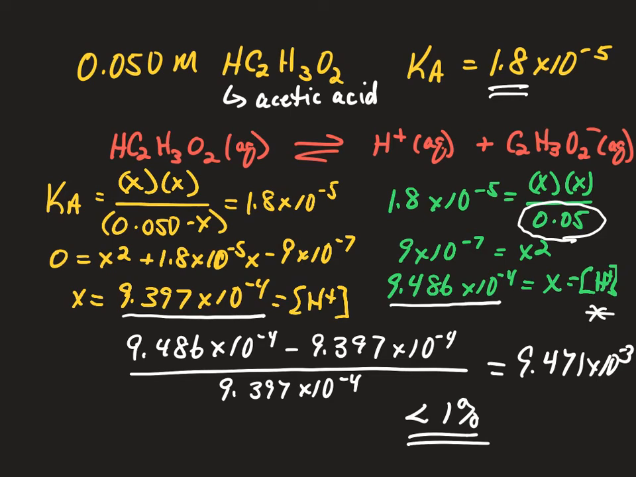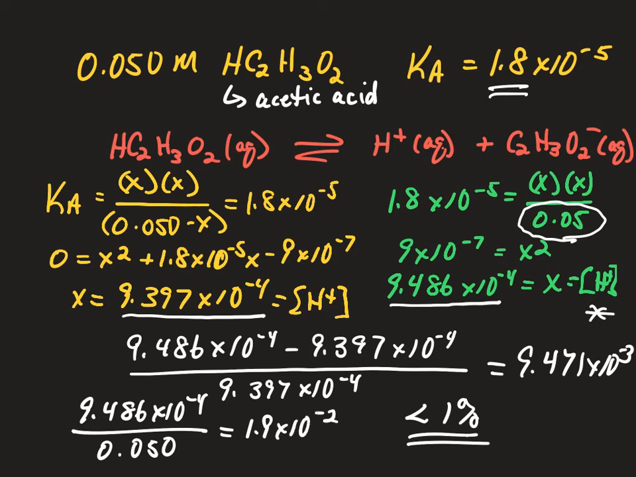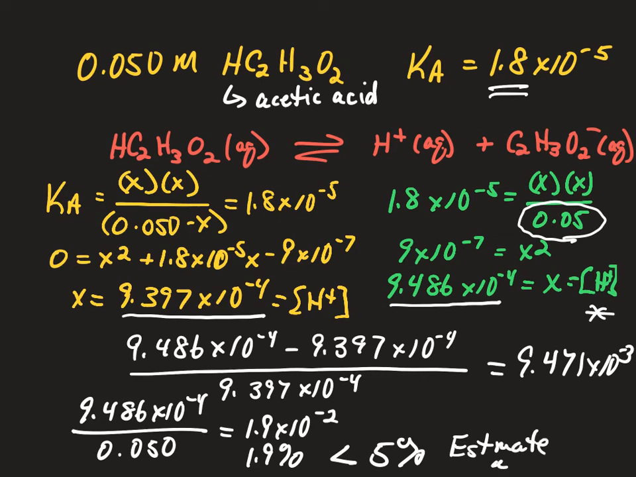In general, the way you tell is this, right? You take the number you were ignoring it against. You take your x that you found, in this case our 9.486 times 10 to the minus 4, and we divide that by the number that we were adding it to or subtracting it from, in this case the 0.050, right? If we do that division, you end up with 1.9 times 10 to the minus 2, or 1.9%, right? If that number is less than 5%, then the estimate is acceptable.